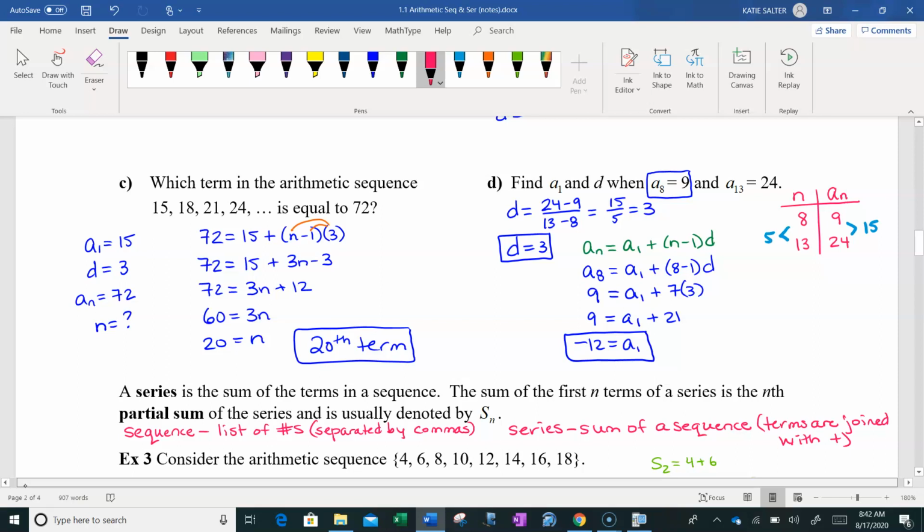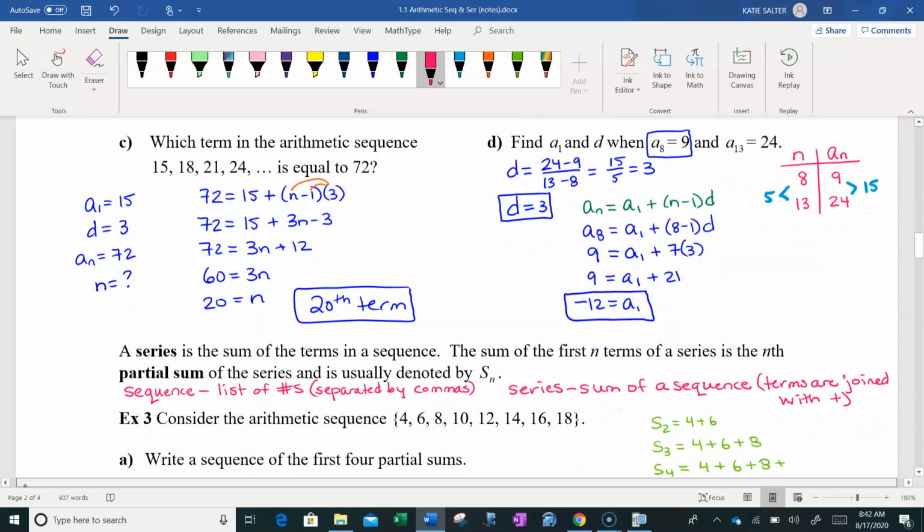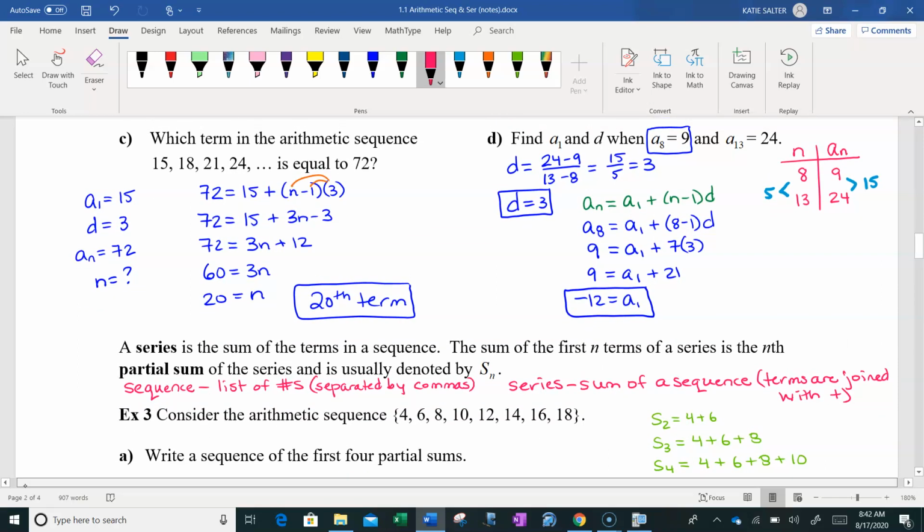Let's say that it says, write a sequence for the first 4 partial sums. Okay, well, pretty much what we're going to be doing here then is just adding the first couple of terms together. So if I start with the very beginning, if I just want to find S sub 1, it's just 4 because I don't have anything to add to it. It's just the sum of the first term.